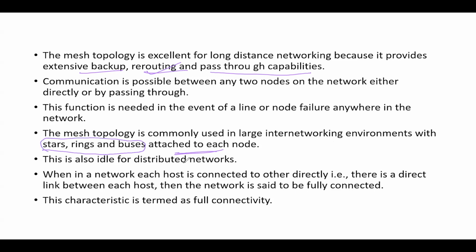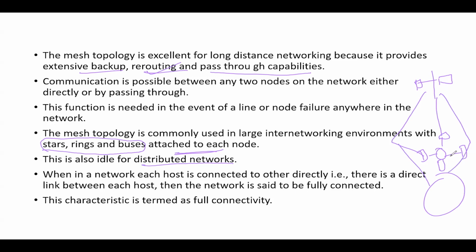It is also ideal for distributed networks. What do you mean by distributed network? Across geographies, there are different nodes and networking is supposed to happen. Such networks are called distributed networks, and we will use mesh topology in such situations because locally I might have a bus topology, and this bus topology may be connected to another star topology. The star topology may be connected to another ring topology, and they may be connected to each other in a mesh topology way. So that is why we say distributed networks.